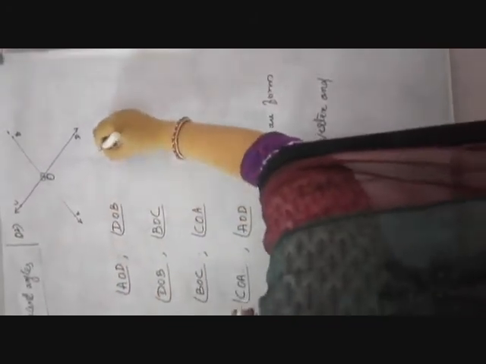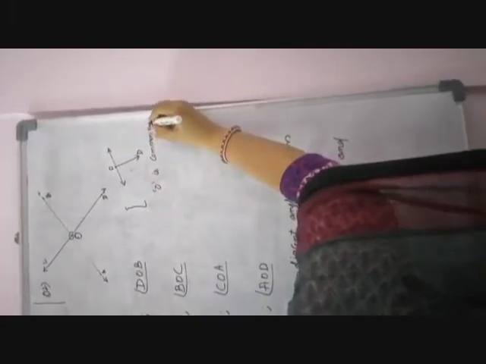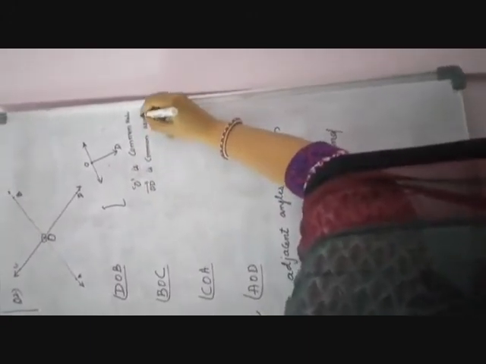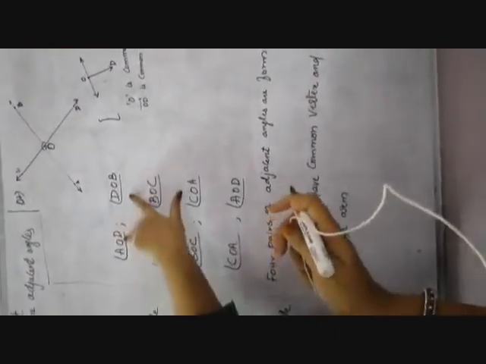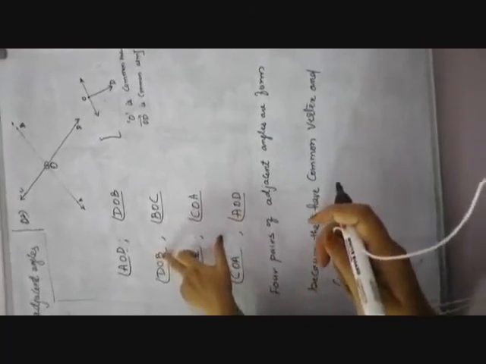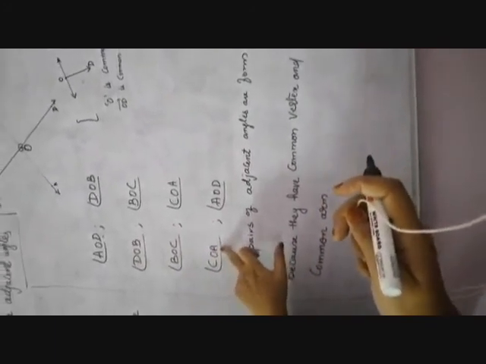Here, for example, in the first pair I am explaining. What is the common vertex, children, here? O is a common vertex, isn't it? If I am taking only this part, check it out. O is a common vertex and OD is a common arm. Only for the first pair I have taken this part and explained to you. In the same way, in the second, O is a common vertex and OB is a common arm. And O is a common vertex, OC is the common arm. Here O is a common vertex, OA is the common arm. So these 4 pairs are adjacent angles and they have a common vertex and common arm. That's the reason these pairs are called adjacent angles.